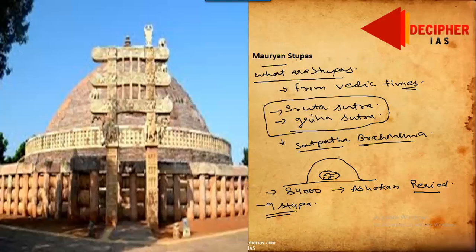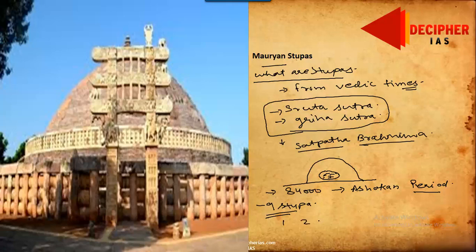Nine stupas were erected. The Mahaparinirvana Sutra, which is an ancient Buddhist text, describes that after Buddha passed away, his followers divided his cremated remains into 8 portions. Each of the 8 kingdoms in which the Buddha had lived received one. Each kingdom received a portion of the relics, and a stupa was erected in each kingdom in order to house these remains.